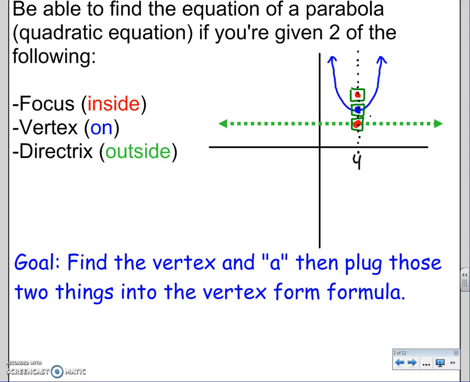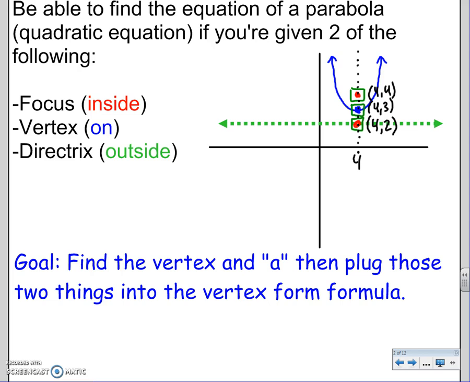So maybe I'm going to make this up. I'm going to say that's 4 comma, let's say 2. Then that other one, that blue one, let's say it's 4 comma 3, and that top one would be 4 comma 4. But all the x's are the same because they're on the same x, 4. It's just up and down that's different. Also, the vertex is always in the middle. It's the midpoint of those two.